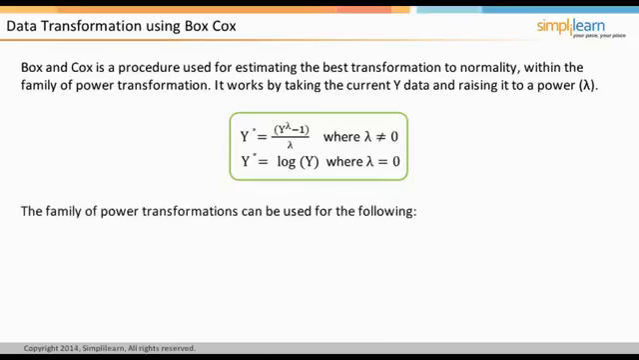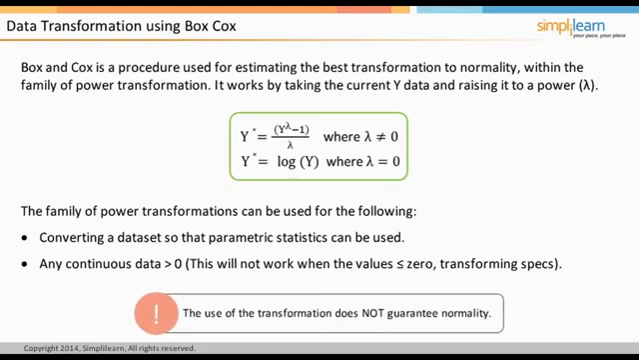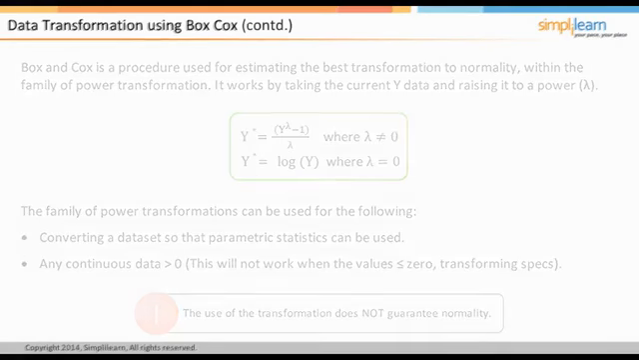The family of power transformations can be used for the following. For converting a data set so that parametric statistics can be used. Here, lambda is a parameter to be defined from the data. It works for any continuous data greater than 0; it will not work when the values are less than or equal to 0. Note that the use of the transformation does not guarantee normality. In the next screen, we will continue the discussion on data transformation using Box and Cox.